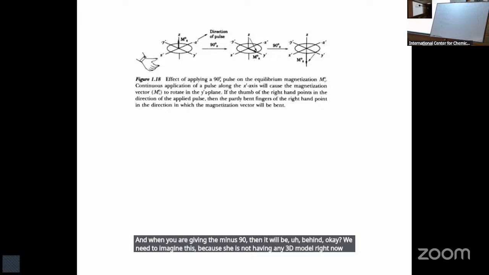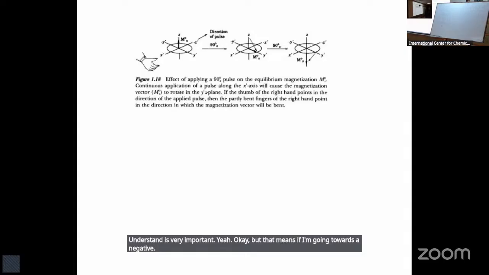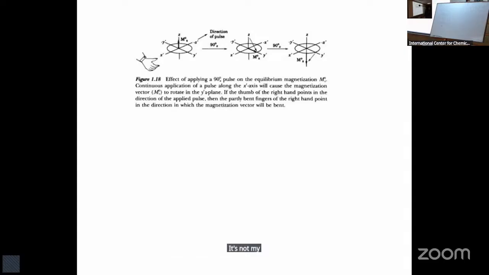Okay, your question. I think it's a little clearer with what she just said. Because now, if this is my x-axis and this is y, and this is z rather, the first 90 takes me to y, and the second 90 is not even possible. But that means if I'm going towards the negative x, I'm applying the negative x. Okay, so yeah, this is clear now.